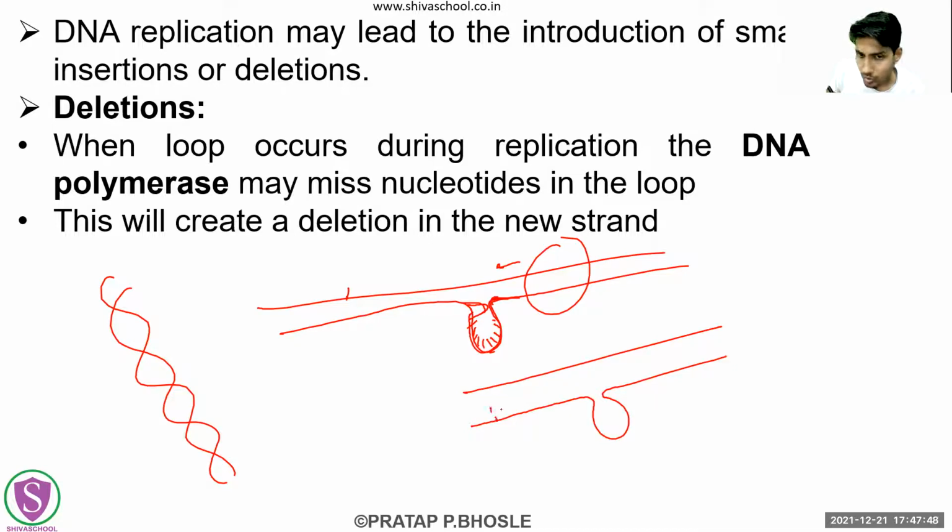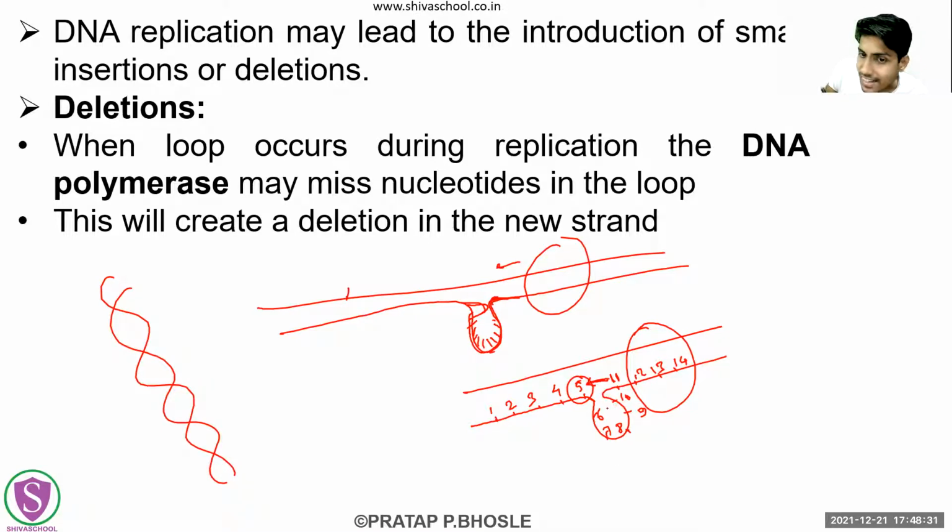Here suppose the sequence is 1, 2, 3, 4, 5, 6, 7, 8, 9, 10, 11, 12, 13, 14. Now suppose these are the nucleotides on the DNA strand. So what may happen is that because of the formation of this loop, the DNA polymerase will replicate after this 11. 11 के बाद क्या replicate करेगा? The DNA polymerase will move from this 11th location directly to the 5th location.